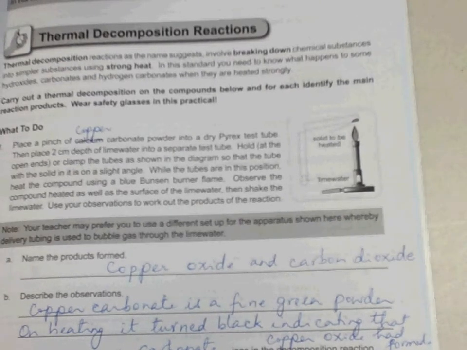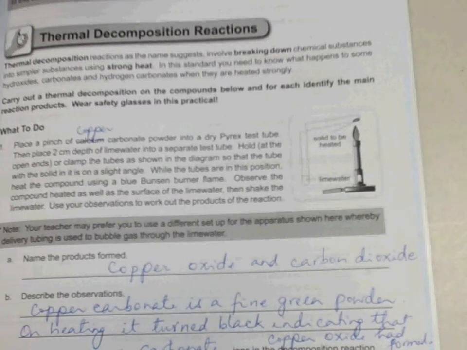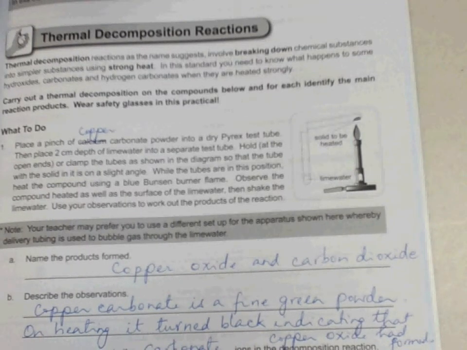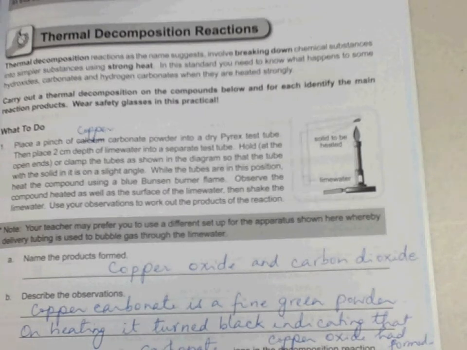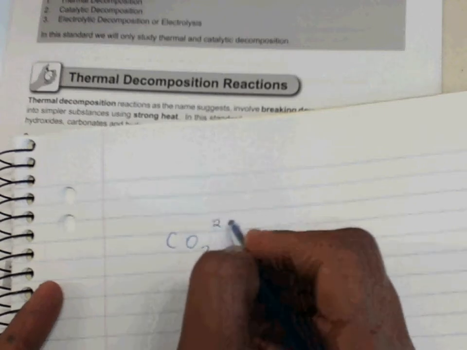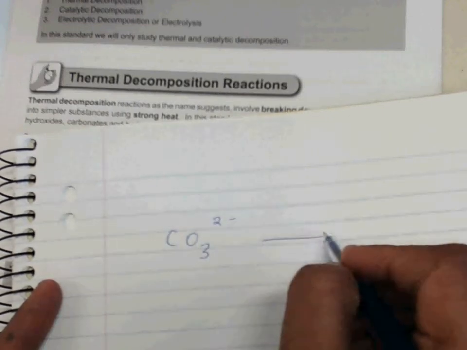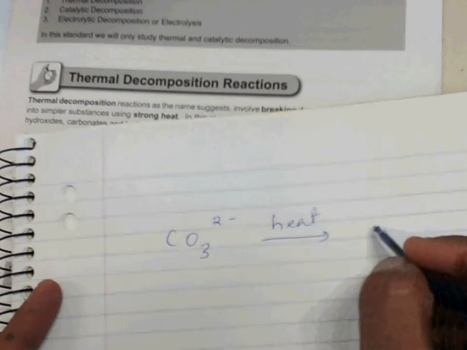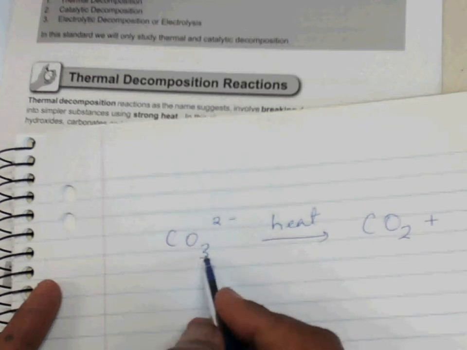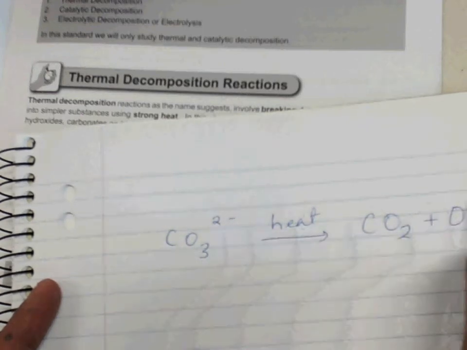Alright, the next question says, explain what happens to the carbonate ions in the decomposition reaction. So what actually happened to the carbonate ion when it was heated strongly? So the carbonate ion is CO3 2-, that is our carbonate ion, and when you heat it strongly, it actually breaks down to carbon dioxide, which is CO2, and what are you left with? One oxygen and this charge, which is 2 minus.